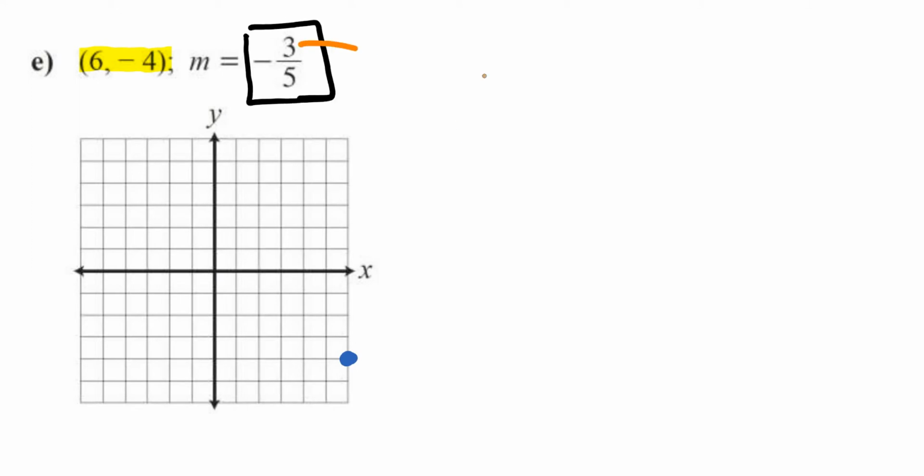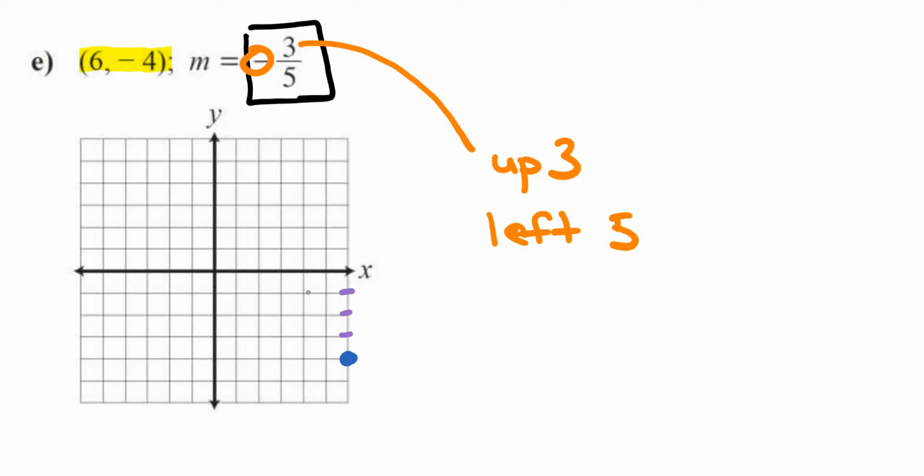And once again, I always start with the numerator, so this means I go up 3. And because of that minus sign, I would go left 5. I always go up first, and then if it's positive or negative, that will determine if I go left or right. All right, so from the starting point, let's go up 3. 1, 2, 3, and left 5. 1, 2, 3, 4, 5. Then up 3, 1, 2, 3, and then left 5. 1, 2, 3, 4, 5.